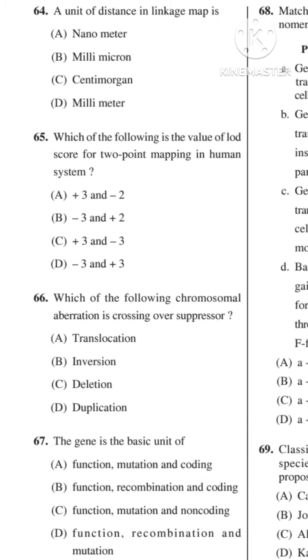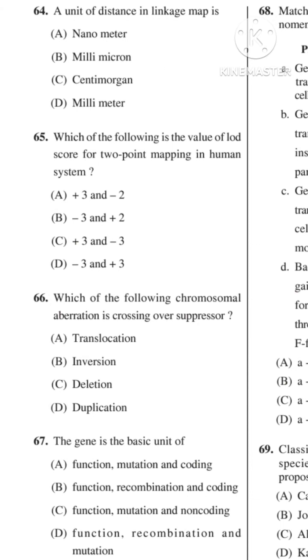Next question number 64. A unit of distance in linkage map. This is very important and very easy question. We know that linkage is discovered by T.H. Morgan. So you can answer easily C. T.H. Morgan. So that is centimorgan is the unit of distance in linkage map is centimorgan. Option C.